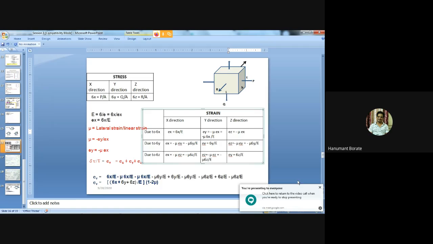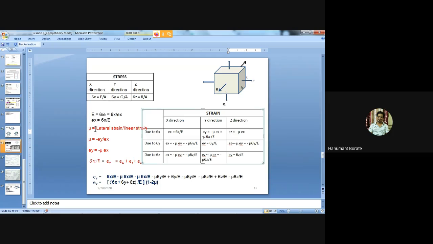Now here you can see strain in a z direction due to the stress in the x direction. We are applying the force in the x direction, but due to application of this force, this width b is going to decrease, right? So we need to consider strain in the z direction also.